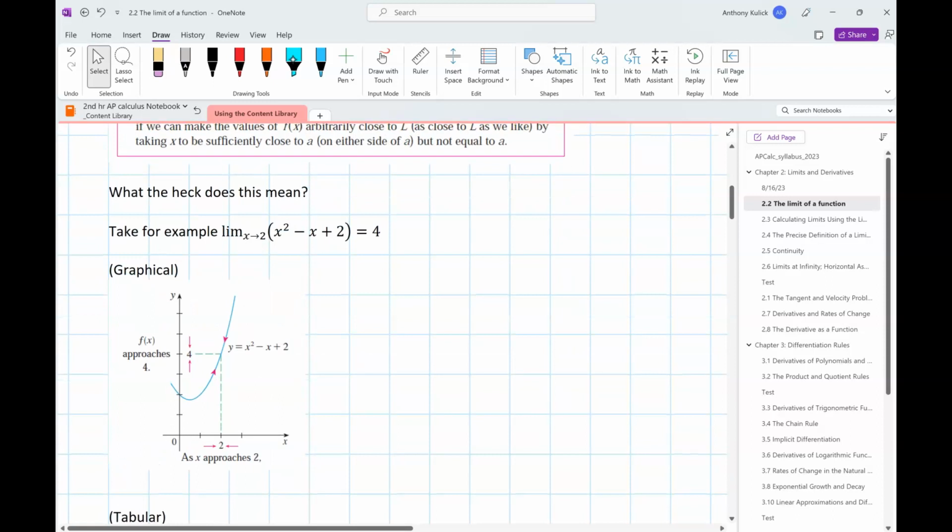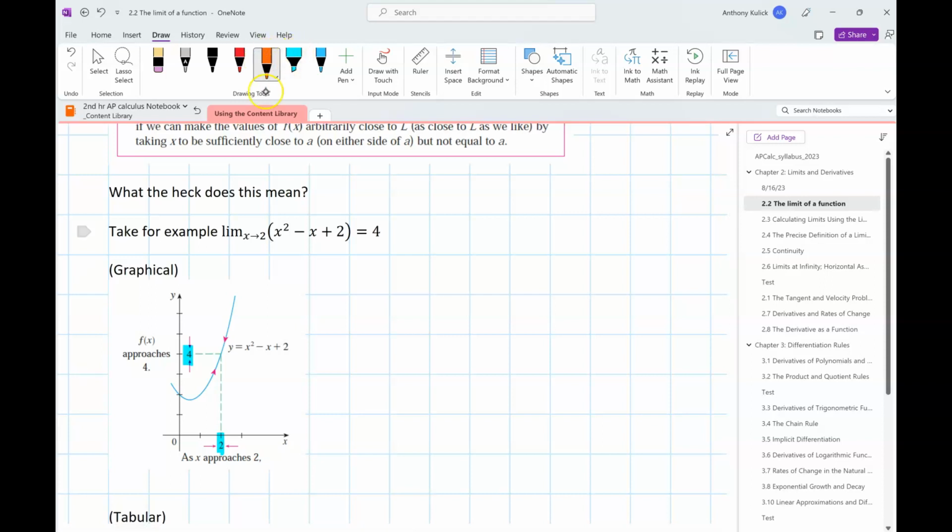So let's look at an example here. Let's say we want to look at the limit as x approaches 2 of x squared minus x plus 2 is equal to 4. So that limit's already done for us. We're just going to talk about what that statement means relative to our definition. What I've drawn below is my function y equals x squared minus x plus 2. That's the blue curve. And notice below we've labeled the value 2 on the x and the value 4 on the y.